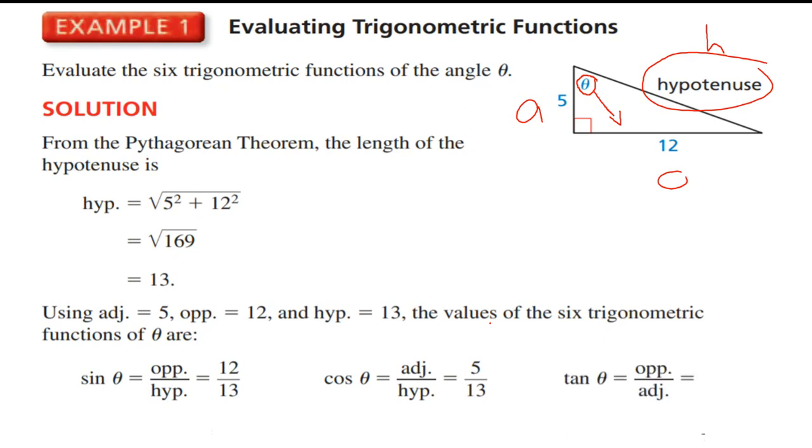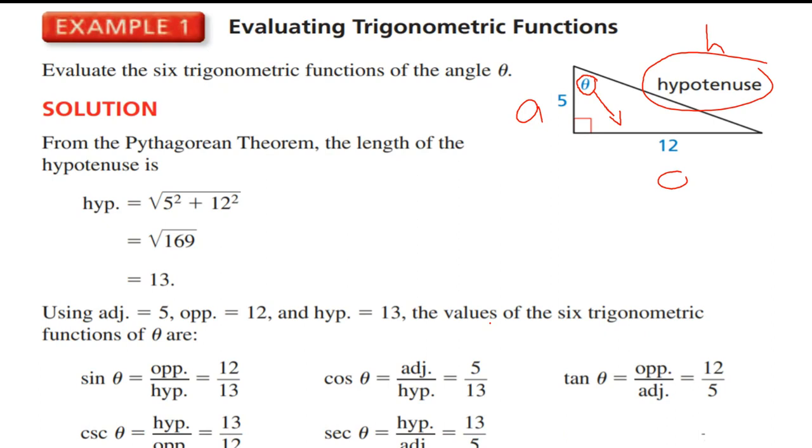Next is tangent. Tangent is opposite over adjacent. Opposite is 12, and your adjacent is 5. So your tangent theta will be 12 over 5. Next is cosecant. Remember, cosecant is the reciprocal of your sine. So we have here sine 12 over 13. So your cosecant now will be 13 over 12. Secant is the reciprocal of your cosine. So hypotenuse, that's 13. Adjacent will be 5.